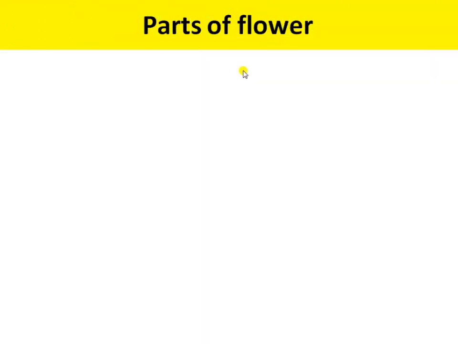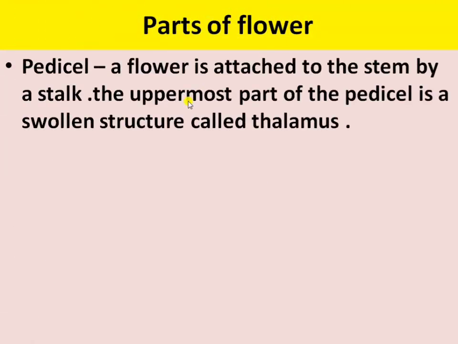Our next topic is the parts of a flower. The first part of the flower is the pedicel. The pedicel is the part of a flower that is attached to the stem with the help of a stalk, and the uppermost part of the pedicel is a swollen structure, the thalamus.